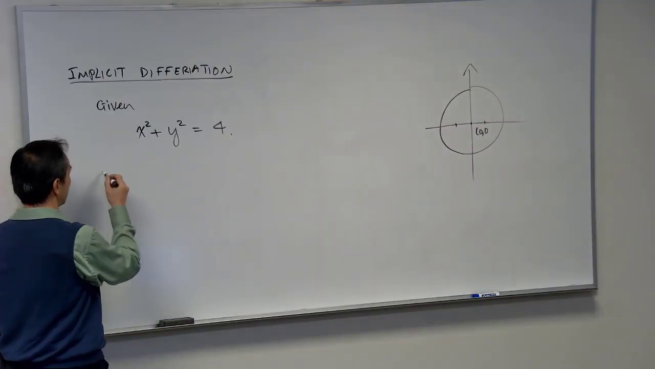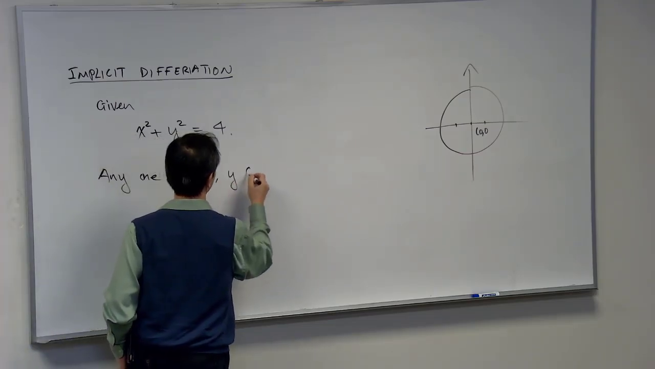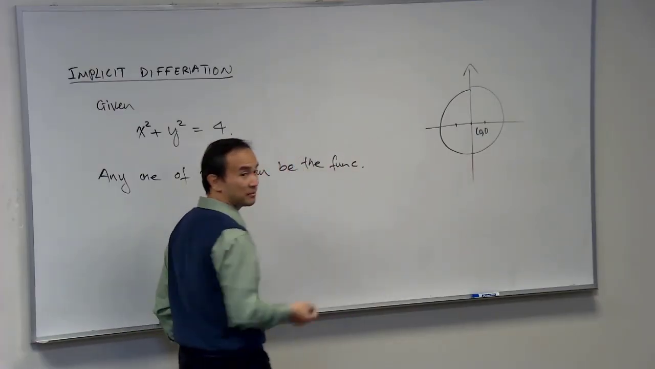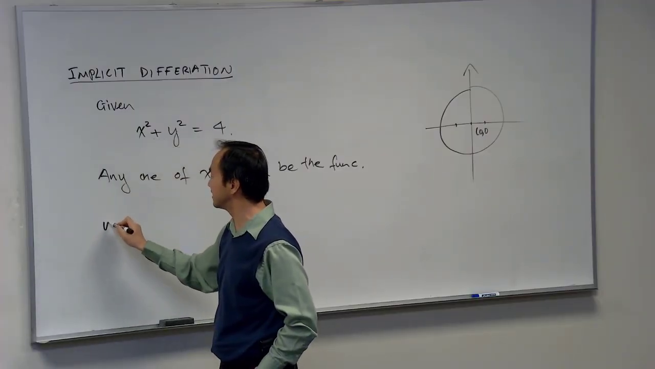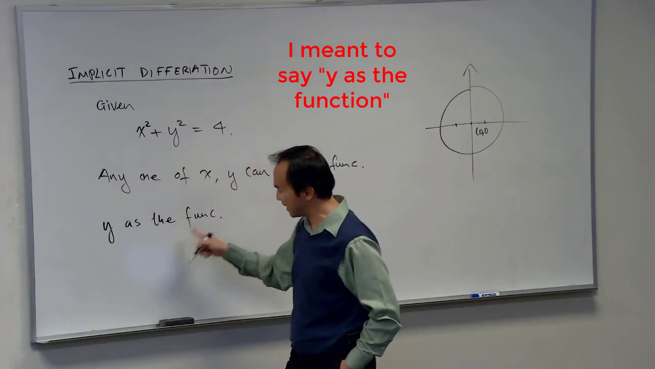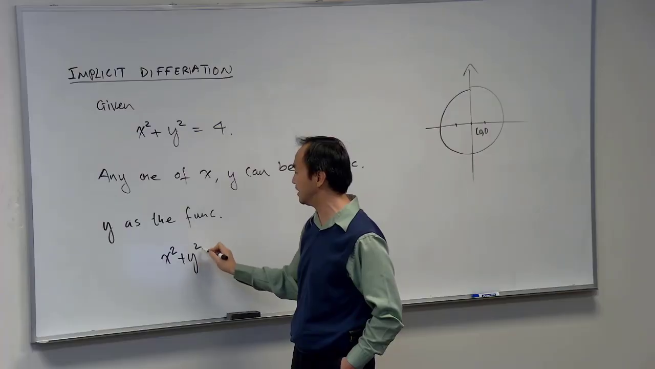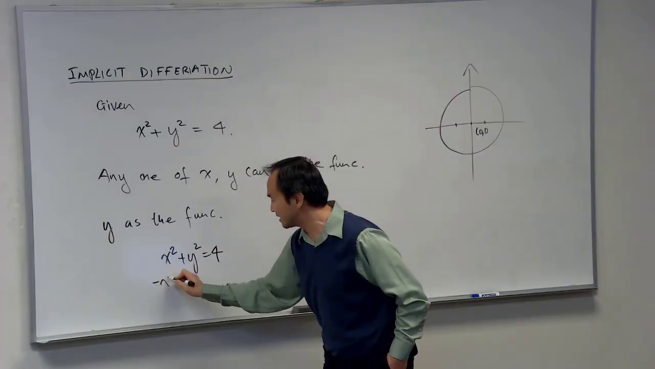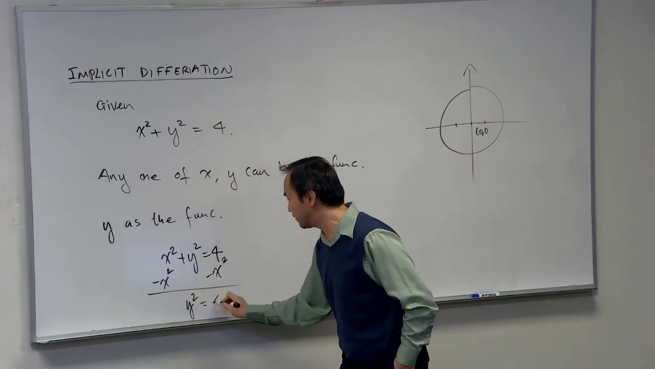So the truth, like I said, is that either x or y can be the function. Think about if you make your choice. If you want x as the function, then the same equation right here, x squared plus y squared equals 4, you can do the following. From your algebra classes, we can subtract x squared from both sides, making it y squared equals 4 minus x squared. You see what I'm doing?